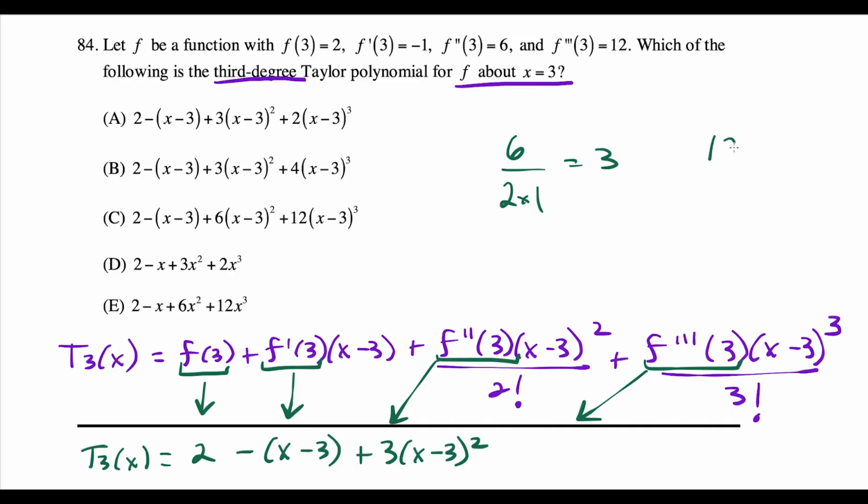But I could simplify that on the side as well. I'm going to be doing 12 over 3 factorial, which is 3 times 2 times 1. And 12 divided by 6 is 2. So this is going to give us plus 2 times (x minus 3) to the third power. So now we just have to match this to the answer key. And this looks like it's going to match up with choice A.